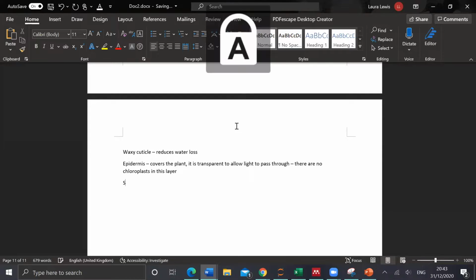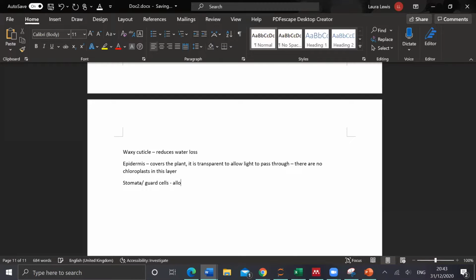Okay, then, at about the same level, we have the stomata and the guard cells. These allow carbon dioxide and also oxygen in and out. The stomata also control water loss in a plant by transpiration.